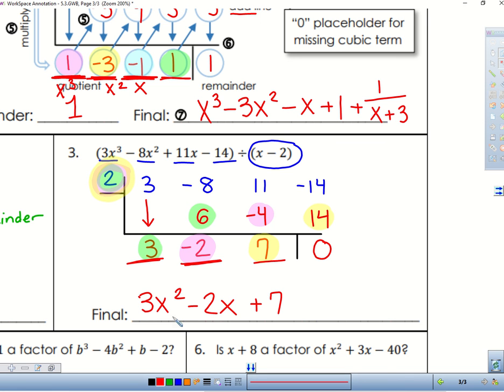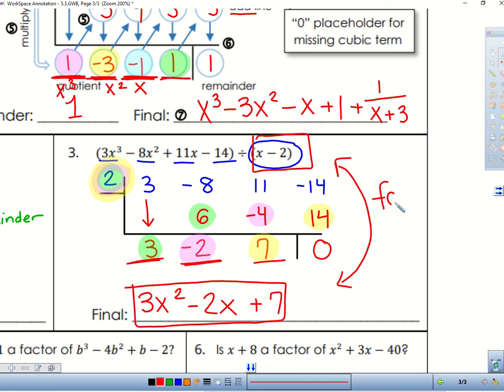Do we have to write our remainder over our divisor here? No, because the remainder is 0. That means that both this as well as the divisor are both what to the original polynomial? Starts with an F. Factors of the original polynomial. Okay? Factors of the original. Make sense?